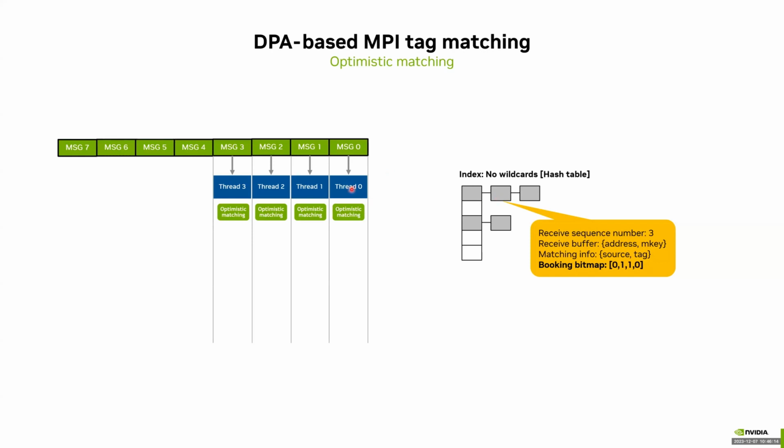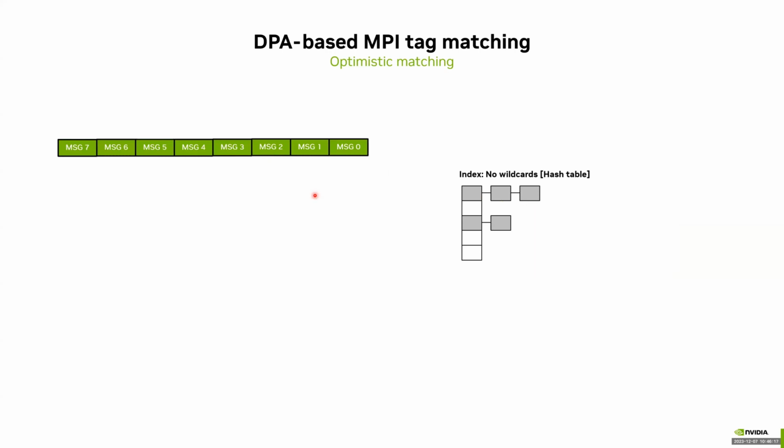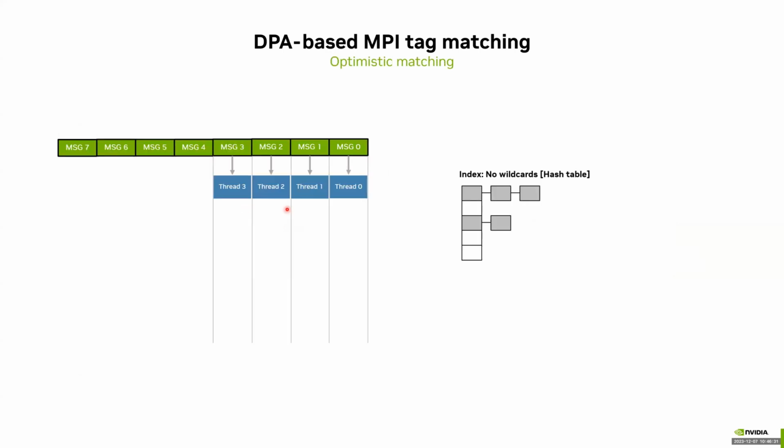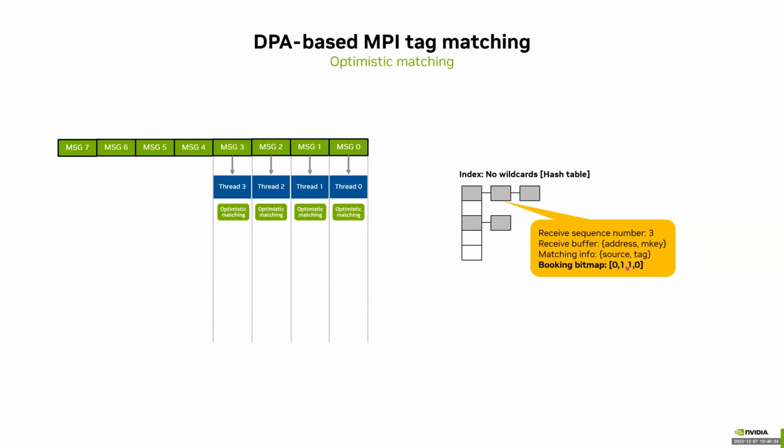So once again, this thread will execute this matching process: try to match independently against all these indices, come up with a receive candidate, selecting the minimum if there are multiple candidates, and then mark that receive as booked. At that point, we need to make sure that everybody finishes. So we have what we call a partial barrier. We don't have to wait for everybody, but thread 1 waits for thread 0, thread 2 waits for thread 1 or thread 0. Each thread just waits for the threads behind it.